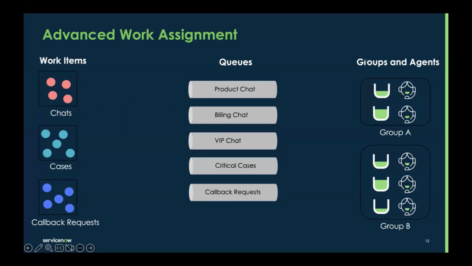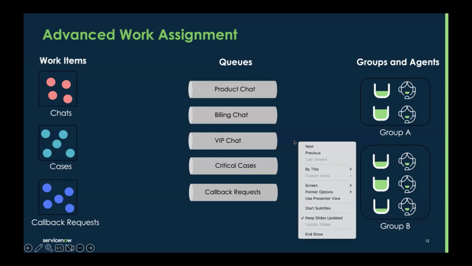This is at a very high level what Advanced Work Assignment looks to accomplish. There are different items within the contact center. Some of these items could be interactions like chat, some could be tasks like cases, and there could be other requests. Now, all of these work items are waiting there to be assigned to an agent to work on. In the middle, we have queues, which act as a holding tank to take these work items and assign them to the right agents who are organized within their groups. And on the right-hand side, we have agents who are in their groups, each of them have some work in their work bucket and have some spare capacity to take up more work.